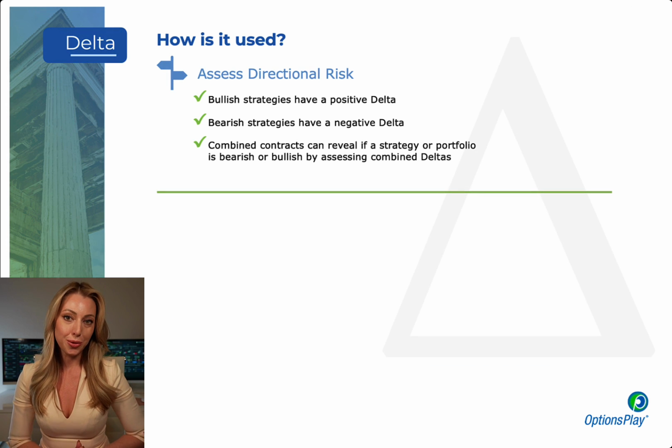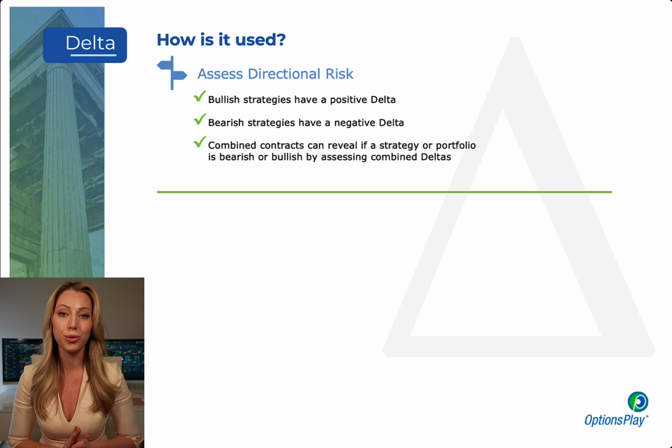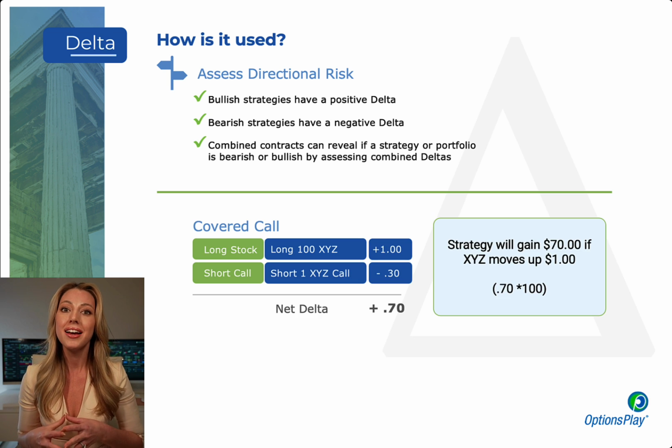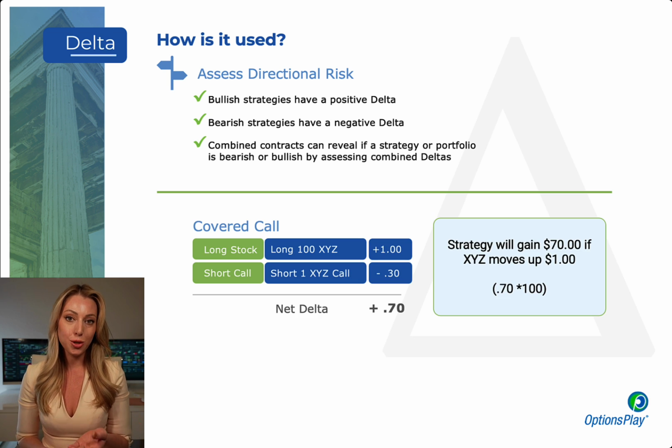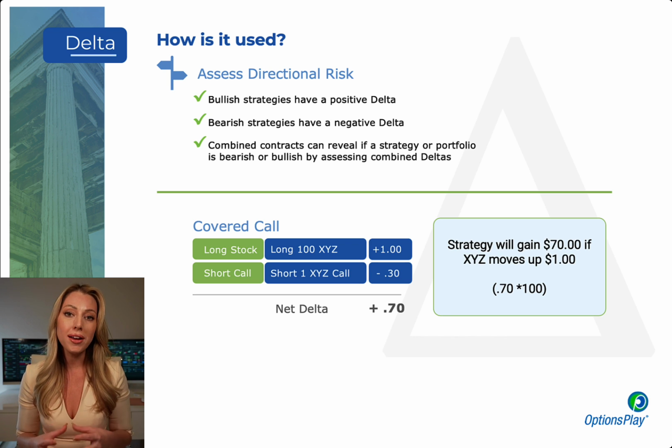How is delta used? Well, there's a variety of reasons, but let's look at assessing directional risk. So if we combine together contracts or even an entire portfolio, we can reveal if that strategy or portfolio has a directional bias of bullish, bearish, or neutral. And what's important about this is options can be utilized to capitalize in any type of environment. And we want to know what environment or what our strategy sentiment is so we can align that with our overall sentiment.